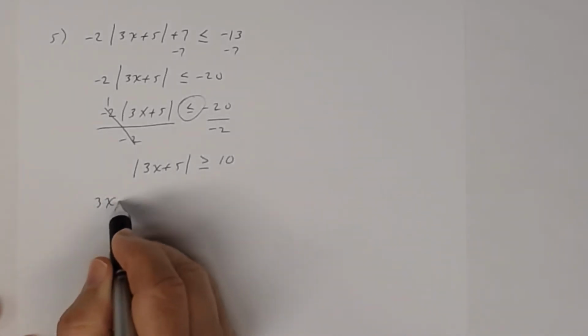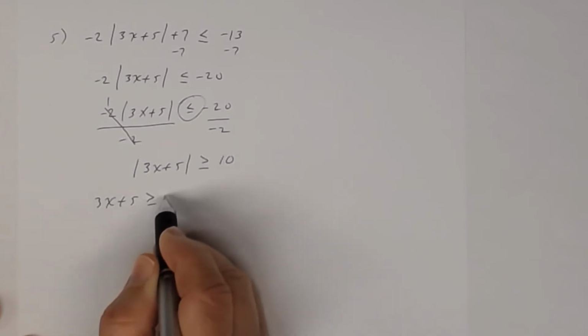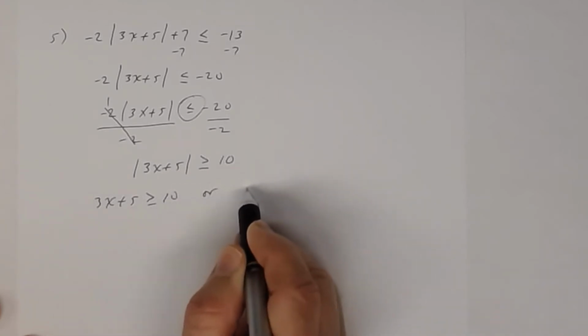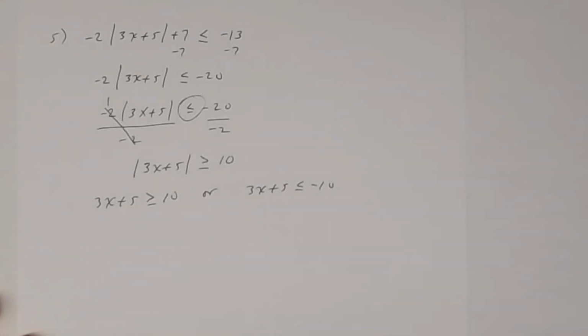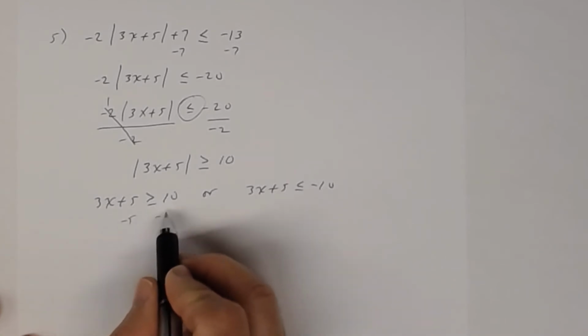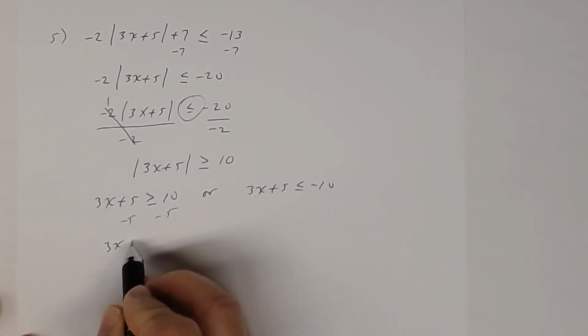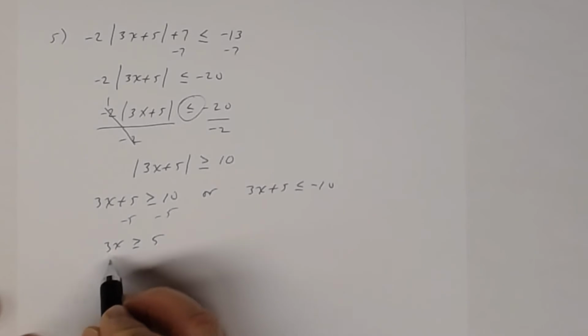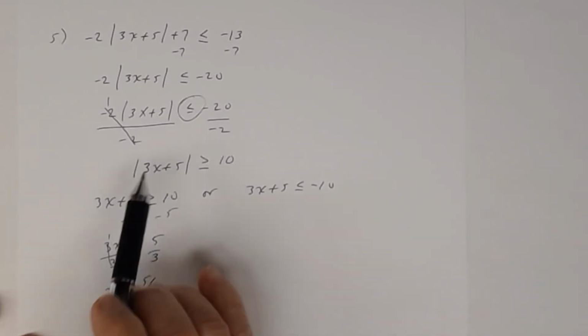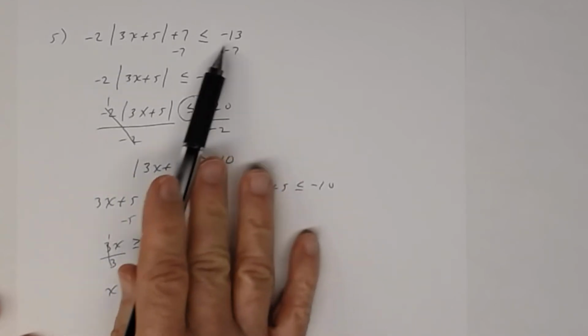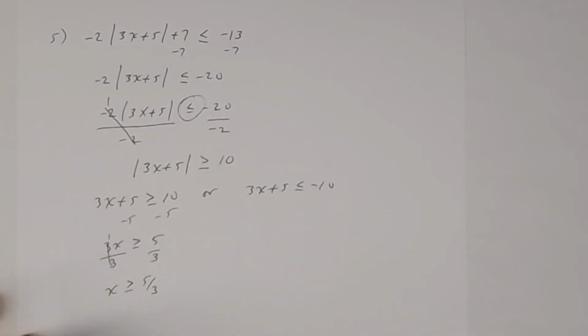So 3x plus 5 is greater than or equal to 10, or 3x plus 5 is less than or equal to -10. Okay? And then let's solve each of those inequalities. So I'm going to subtract 5 from both sides. So I get 3x is going to be greater than or equal to 5. Divide both sides by 3. I get x is greater than or equal to 5/3. So any real number greater than or equal to 5/3 will be a solution to this original absolute value inequality.